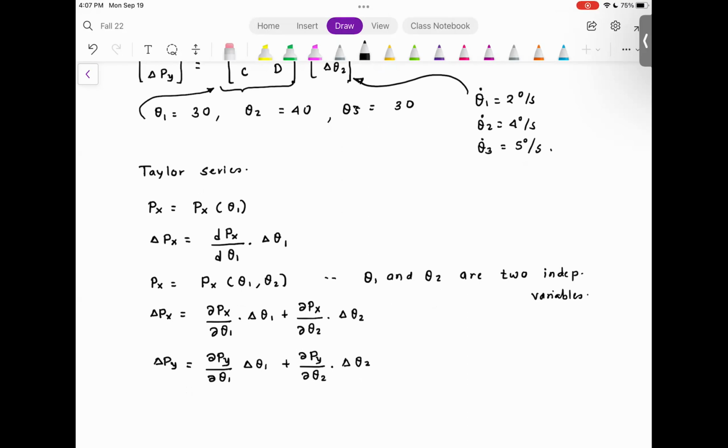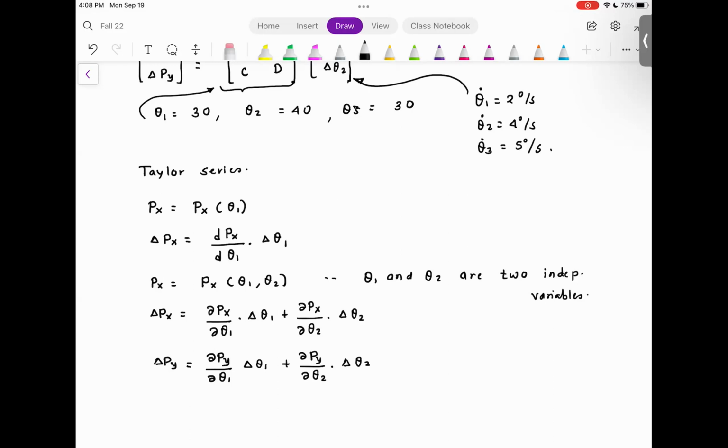We recognize that theta 1 and theta 2 are two independent variables. What is the geometric meaning of these two independent variables? It means these two variables are geometrically perpendicular to each other. Because as soon as these variables are non-perpendicular to each other, then clearly one variable could influence the other variable. Everyone understood this? That's why we have theta 1 independently influencing px, and theta 2 independently influencing px.